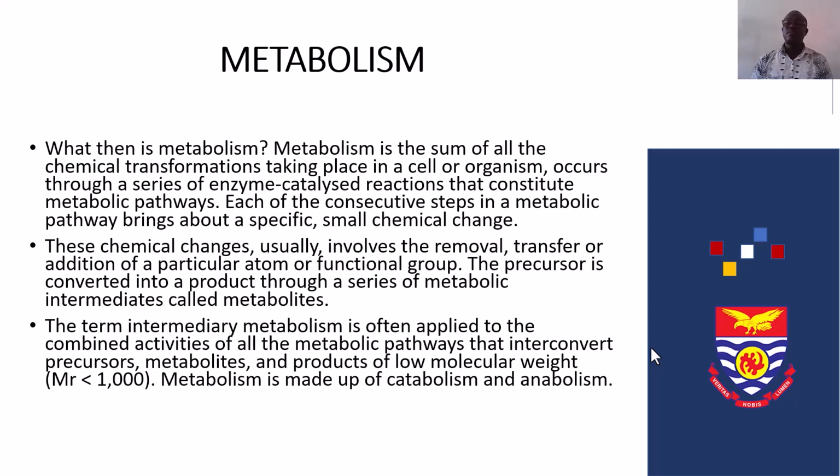What then is metabolism? Metabolism is the sum of all the chemical transformations taking place in a cell or organism. It occurs through a series of enzyme-catalyzed reactions that constitute metabolic pathways. Each of the consecutive steps in a metabolic pathway brings about a specific small chemical change. These chemical changes usually involve the removal, transfer, or addition of a particular atom or functional group. The precursor is converted into a product through a series of metabolic intermediates called metabolites.